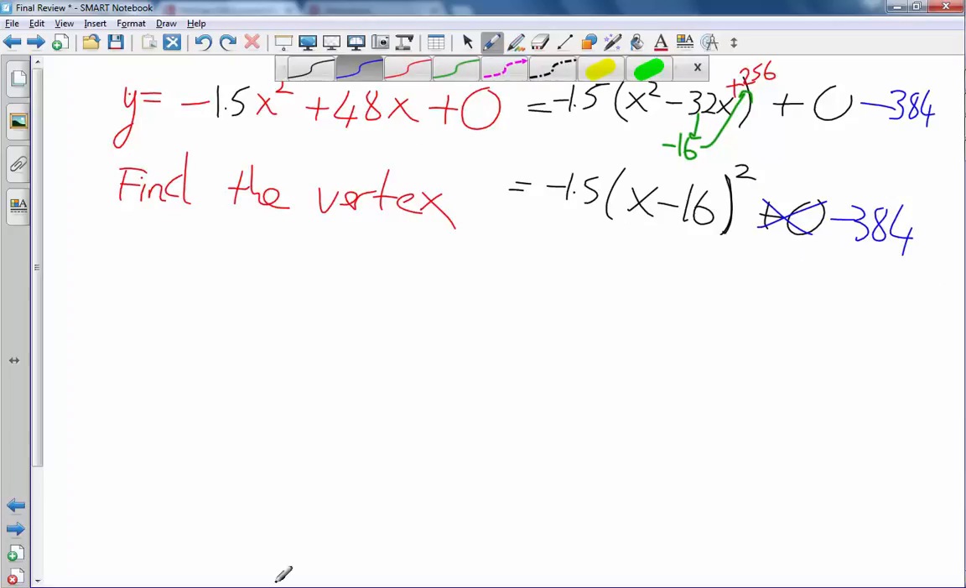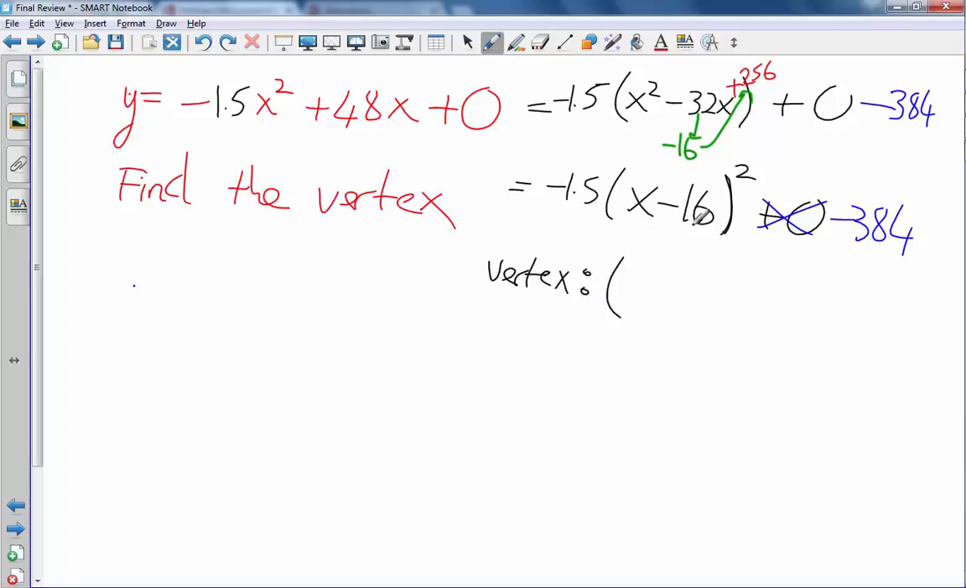Alright, there is a mistake. Where is it? Okay, let me not mention a mistake yet. We're done. The vertex has x coordinate 16 and y coordinate 384, and I promised you this is the maximum area, right? The y coordinate of the vertex is the maximum, so you have an area of the rectangular chicken coops of negative 384.